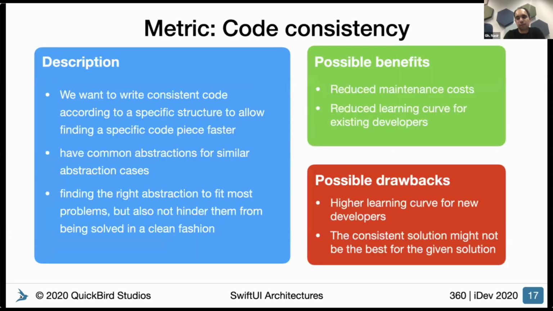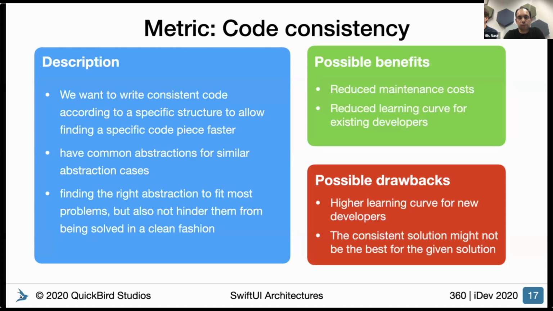So continuing with code consistency, we just noticed over the years that we want to write consistent code that looks similar throughout the whole application, so that when you go to a screen of your application that you haven't worked on already, and it looks similar to the ones that you've already worked on, then it's quite easy to get the whole structure and to know where to look for certain problems or where to add a new feature. So we want to have common abstractions for similar cases.